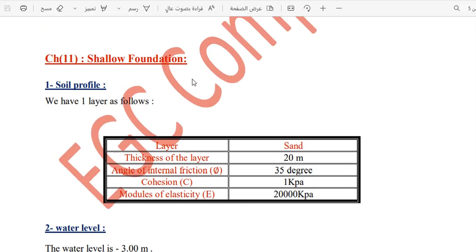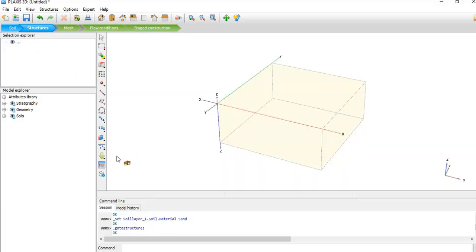Okay, let's see our problem. We have one layer. This layer is sand, the thickness of it is 20 meters, angle of internal structure mode.